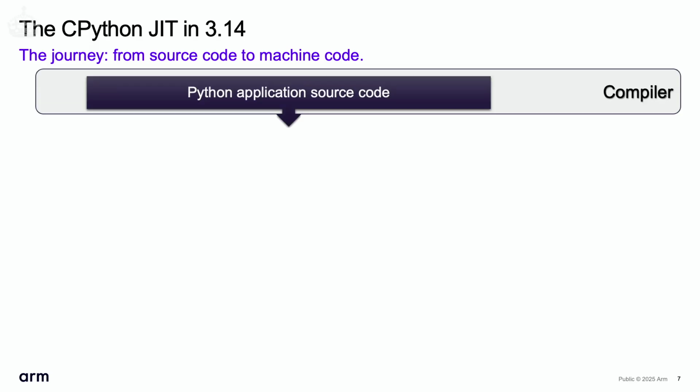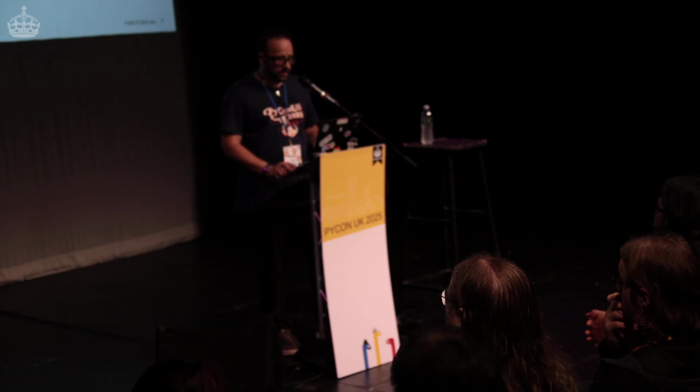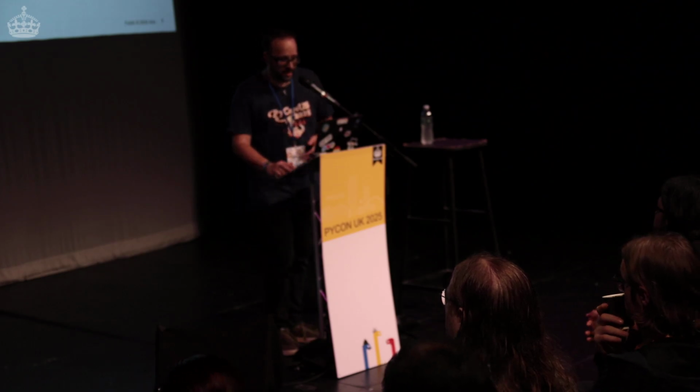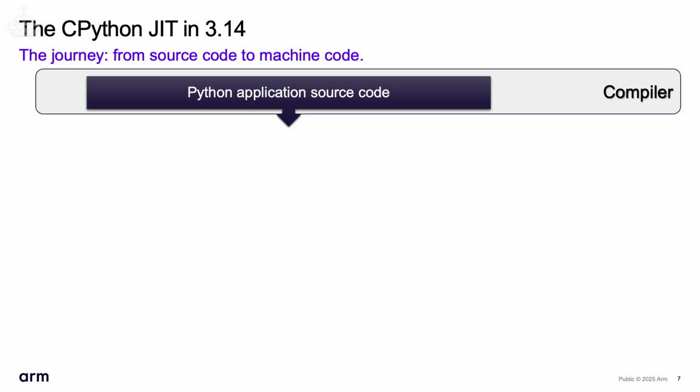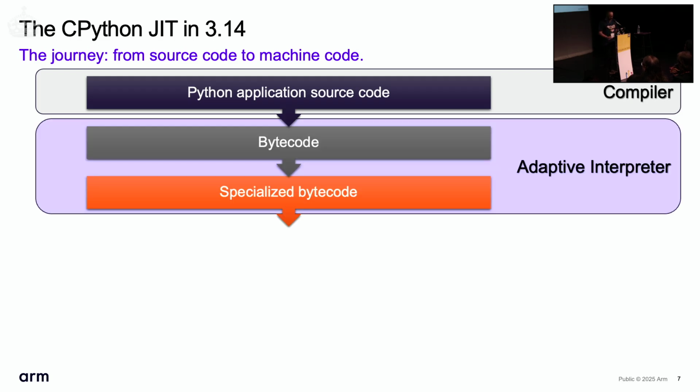So we're going to see a high-level execution pipeline in 3.14 from the Python source code all the way down to the native machine code. It starts, as always, with your Python source code. The CPython internal compiler parses it into an abstract syntax tree. It builds a control flow graph, applies some basic optimization, and eventually emits bytecode. That bytecode is then executed in the interpreter.